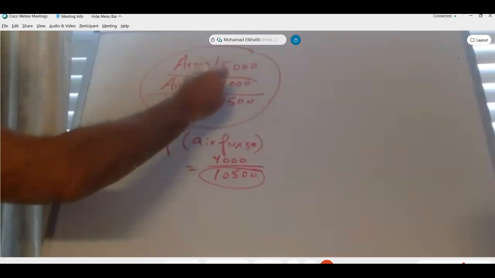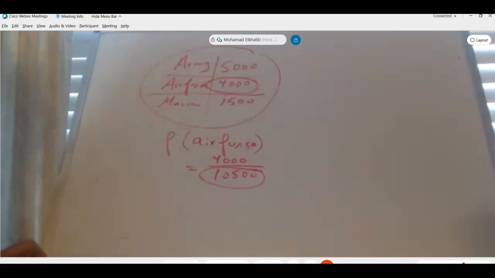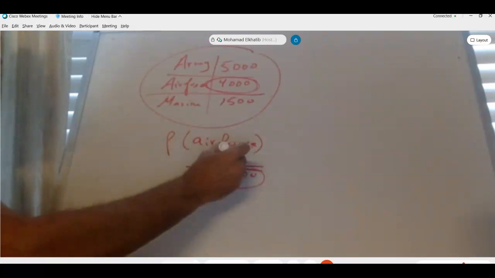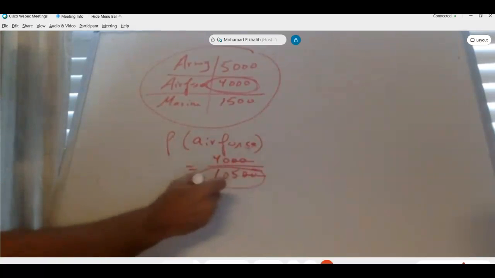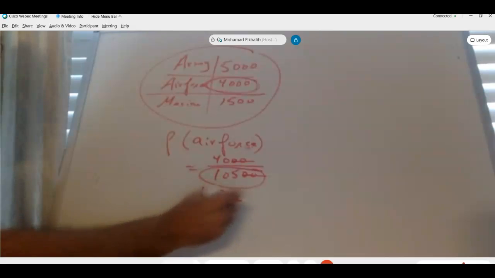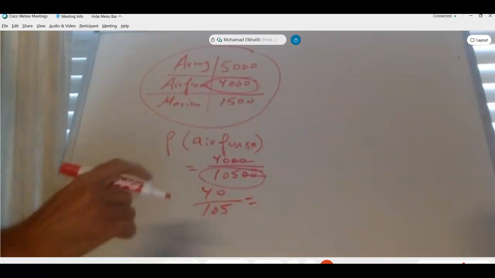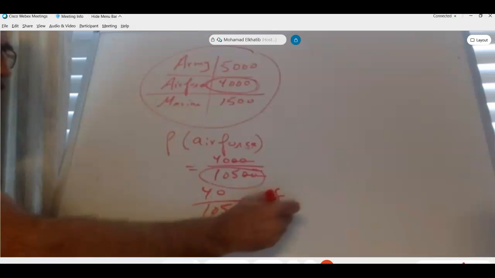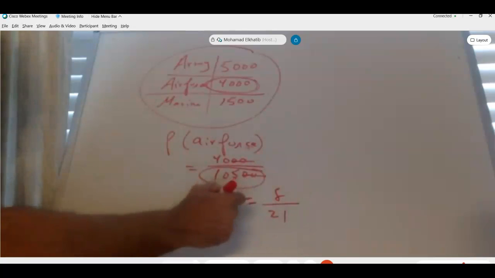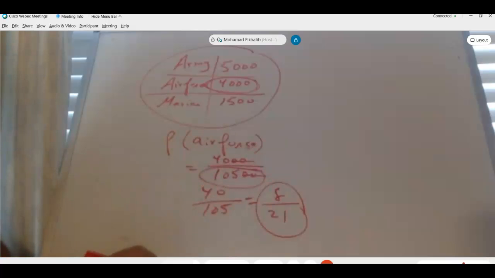Air Force means you only use the Air Force as a numerator. Look how I'm going to simplify this here. 2 zeros from the top cancel 2 zeros from the bottom. So I have 40 over 105 left. Are you with me? Now, any number that ends with 0 or 5, what do you think you can divide both of them by? Anybody remembers fractions? Any number that ends with 0 or 5, you can divide it by 5. 40 over 5 is 8. 105 over 5 is 21, so the answer is 8 over 21.